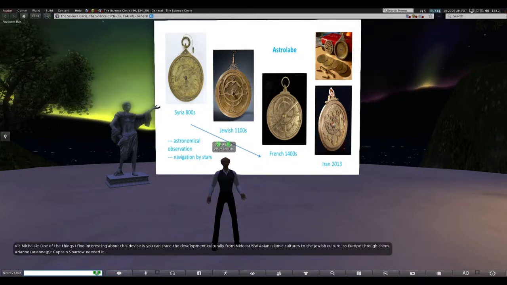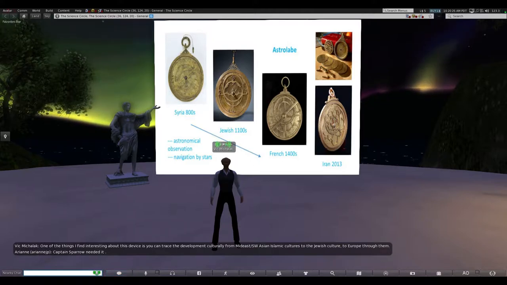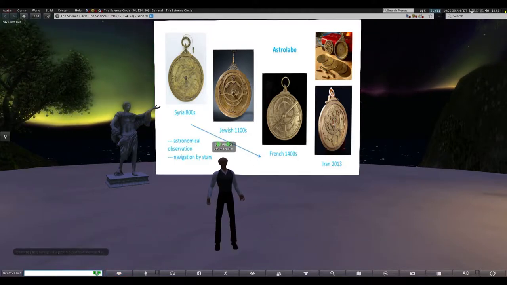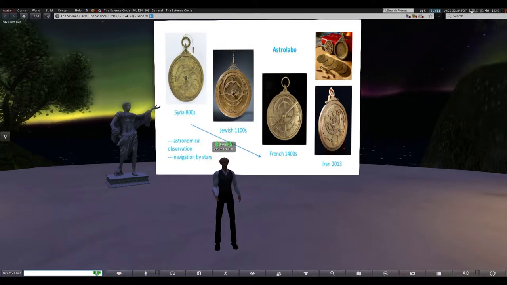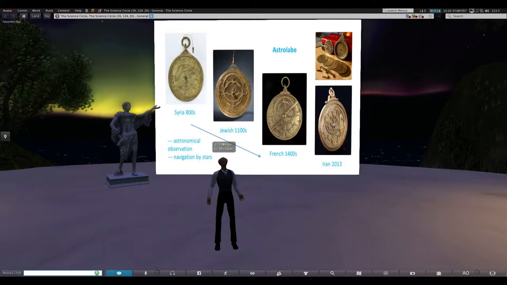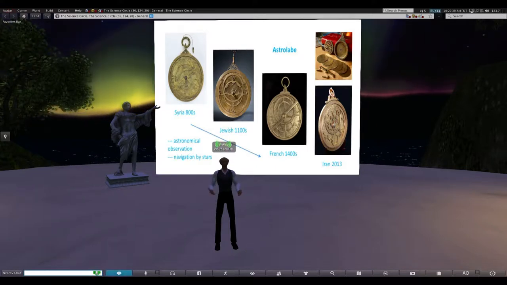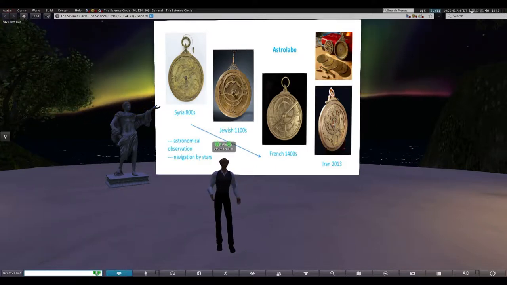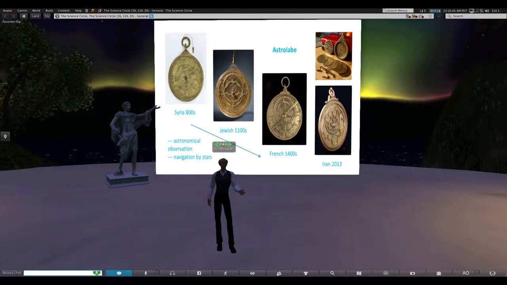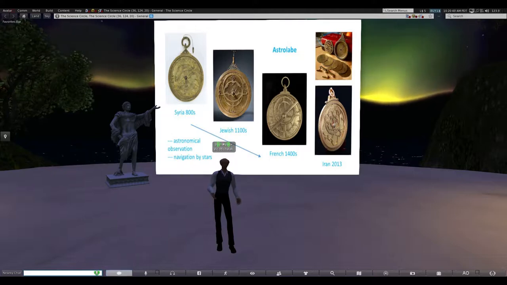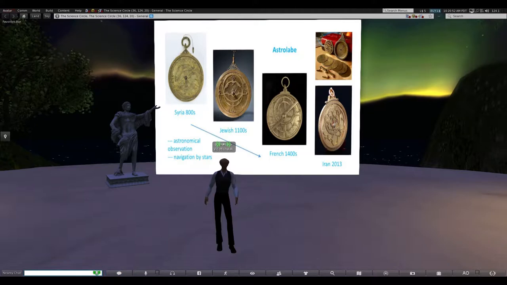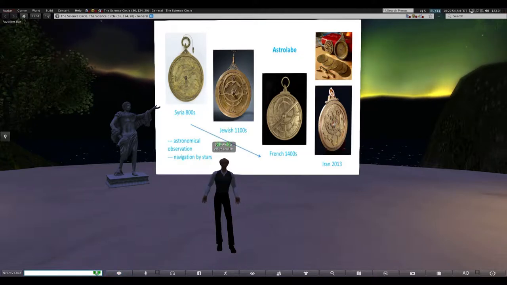And I think when you're talking about Captain Sparrow, now that's of course a fictional character in Hollywood movies, but he used a sextant, which was kind of a later version of some of these. Now, what's interesting, I think, about this also is the cultural aspect. You could see that first of all, the devices all depended on gearing and such. You can see one of them broken apart more or less on the upper right and the gears there.